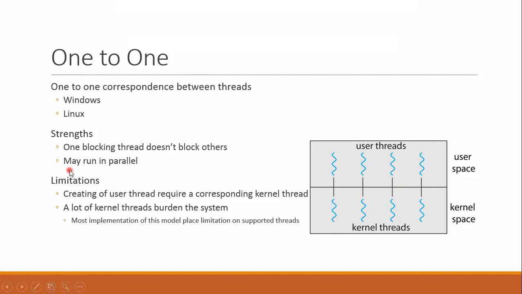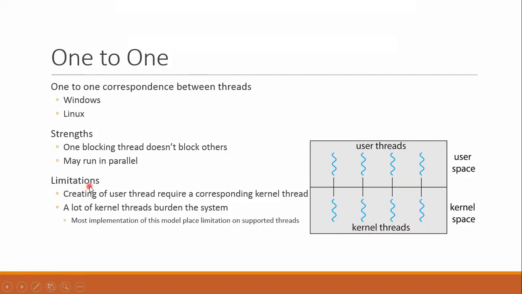Moreover, the user level threads are able to run in parallel. They can take advantage of multi-core architecture because every thread is supported by a kernel level thread. And because there are a number of kernel level threads, these threads can be scheduled on multi-core architecture. They can run in parallel on a multiprocessor system.